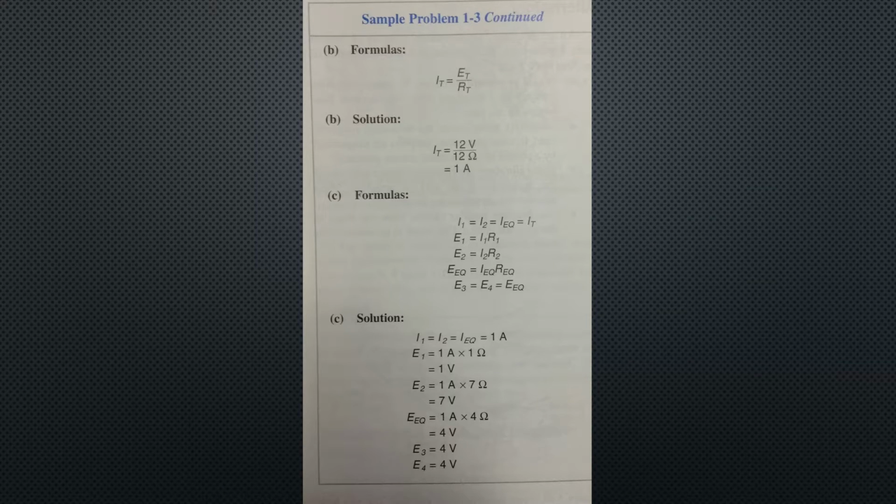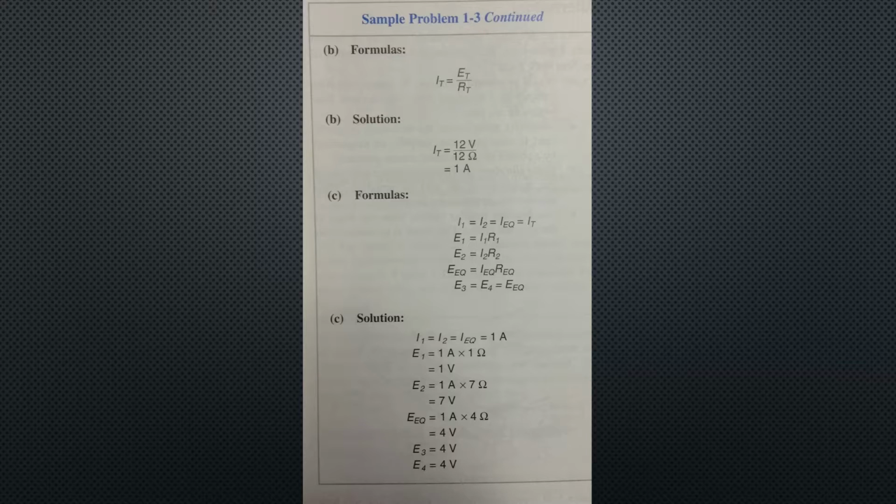And we also use the formula EMF at 1 equals the current at 1 times the resistance at 1. We also use the formula, the EMF at 2 equals the current at 2 times the resistance at 2. We also use the formula, the EMF at EQ equals the current at EQ times the resistance at EQ. Finally, we use the EMF at 3 equals the EMF at 4, which equals the EMF EQ.